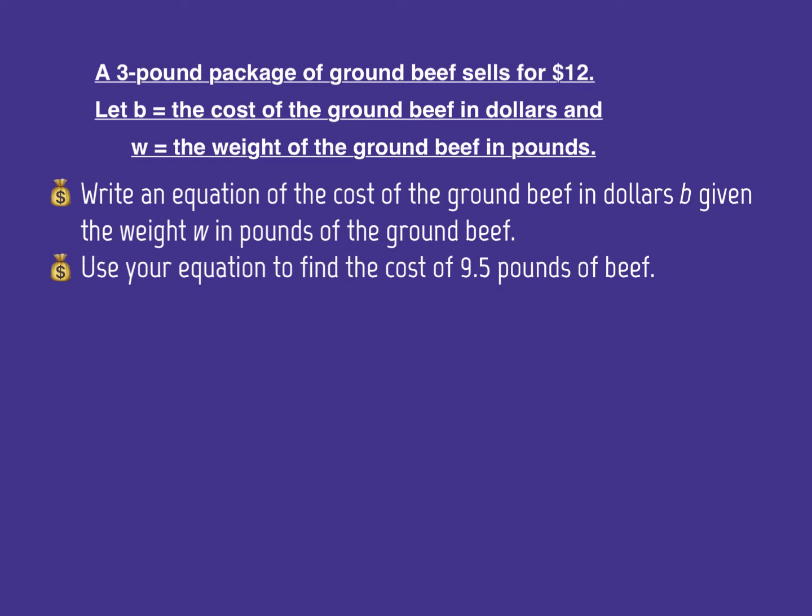Okay. So remember my directions said to think about this. So I've got the cost and the weight. So the cost would be dollars per pound, which makes sense. Dollars per pound, or pounds per dollar.